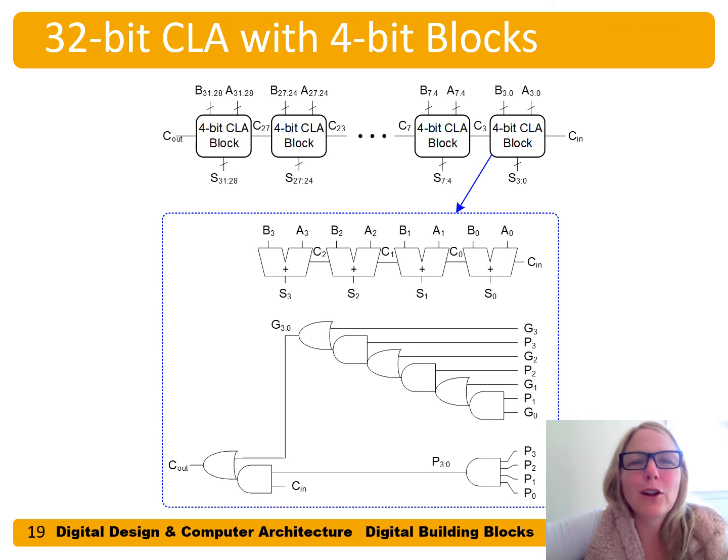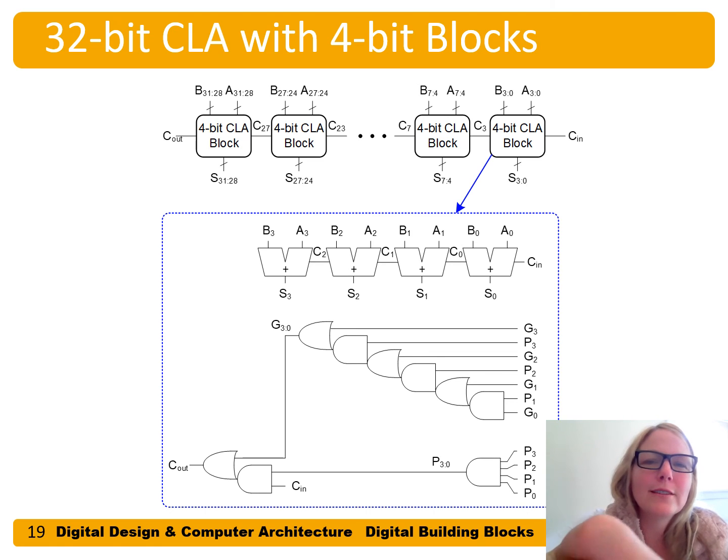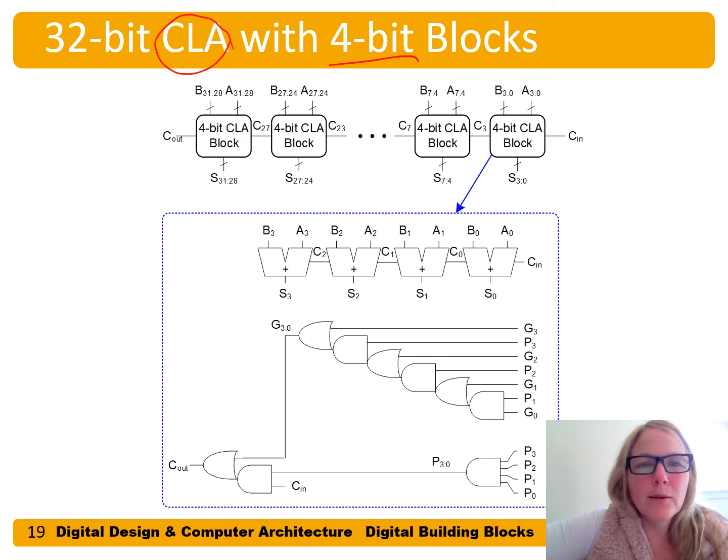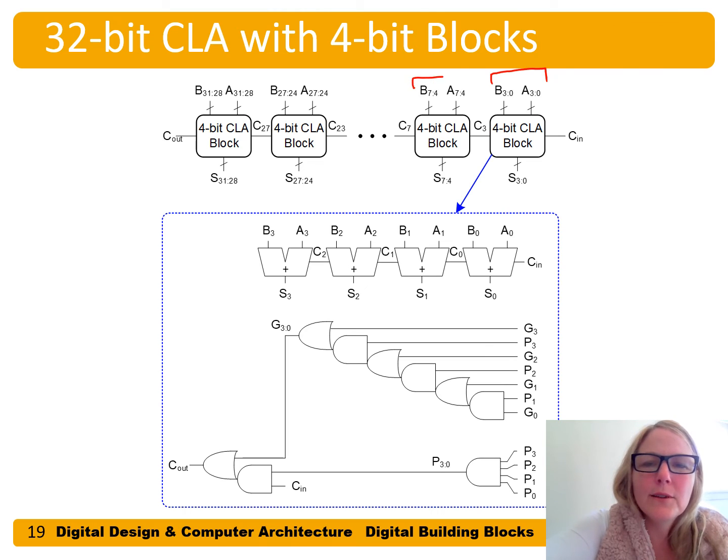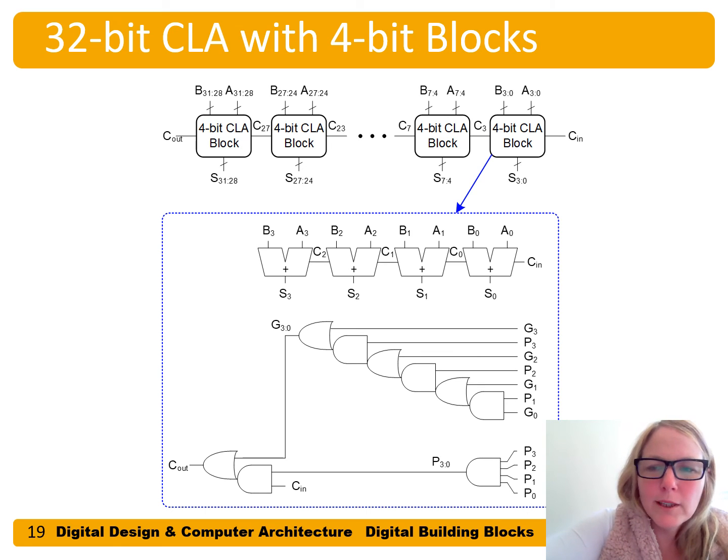So here's a schematic of our 32-bit carry lookahead adder, or CLA, with 4-bit blocks. And so we have our inputs blocked into 4-bit groups. So A3 to 0, B3 to 0, A7 to 4, B7 to 4, and so forth. Each of these 4-bit CLA blocks, we're going to expand and look at what's inside of each of those. So each of these has, well, this looks familiar.